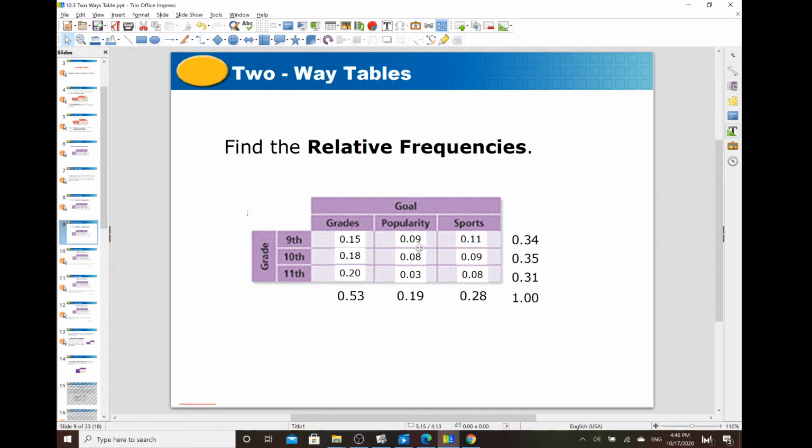So 0.15 plus 0.09 plus 0.11, that's 0.34. 0.18 plus 0.08 plus 0.09 is 0.35. And then 0.20, 0.03, 0.08 is 0.31. And then all together, the last column, it's always 1, or 100%.